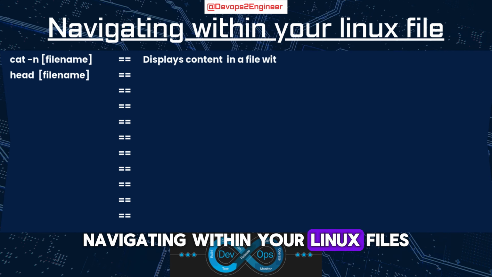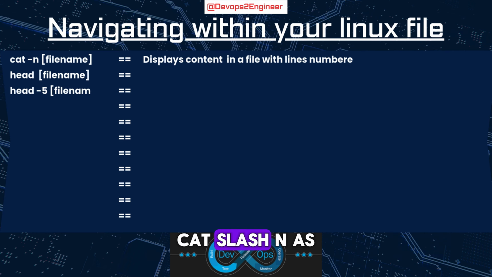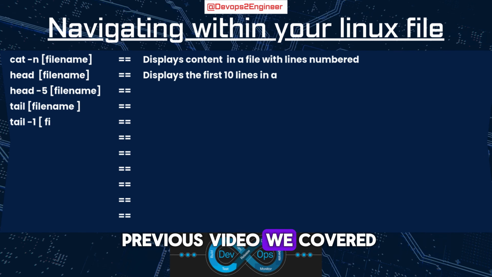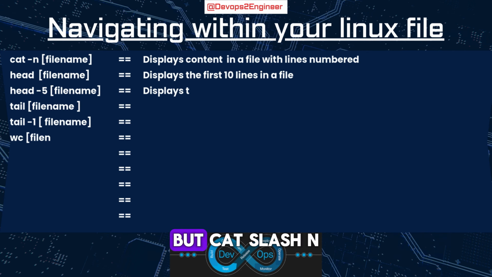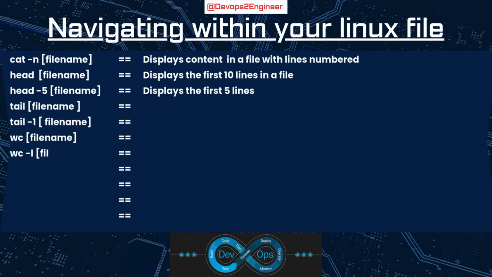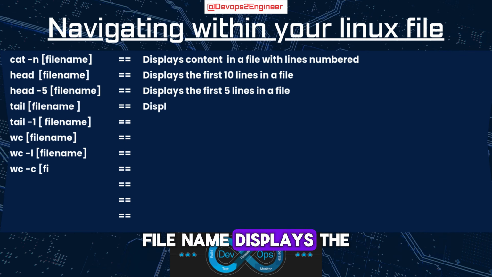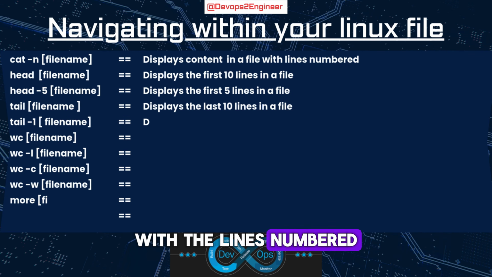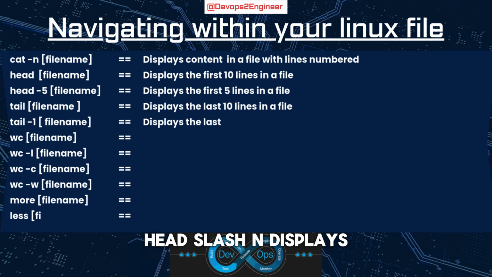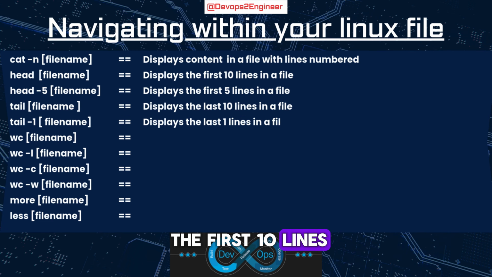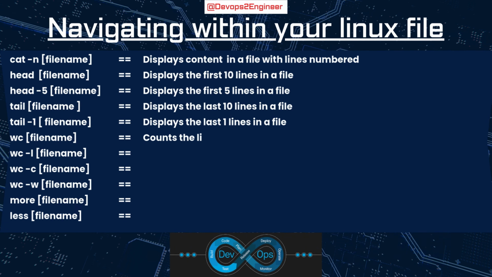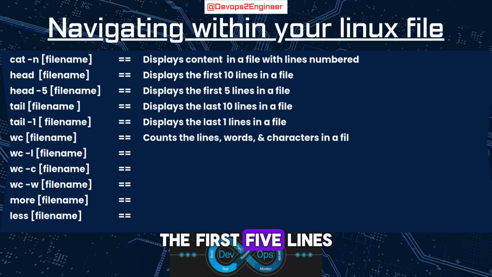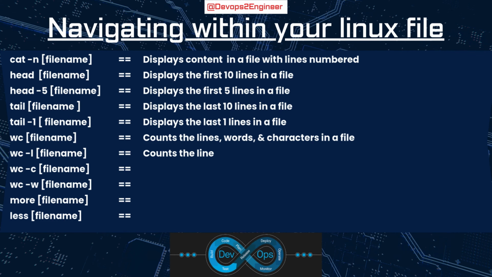Navigating within your Linux files. cat -n, as we saw in the previous video. In the previous video we covered cat itself, but cat -n filename displays the content within the file with the lines numbered. head filename displays the first 10 lines in the file. head -5 displays the first 5 lines in the file.